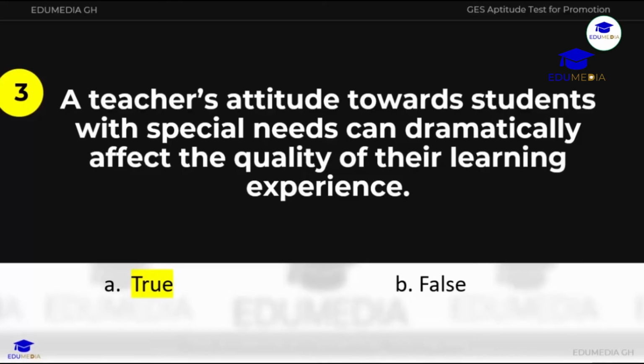with special needs. And a teacher who is dismissive or insensitive to the needs of students with special needs can have a detrimental effect on their learning experience, which can negatively impact their engagement, motivation, and other achievements in the classroom. So it is therefore important for teachers to be aware of the impact of their attitudes and to strive to create a positive and inclusive learning environment for all students.